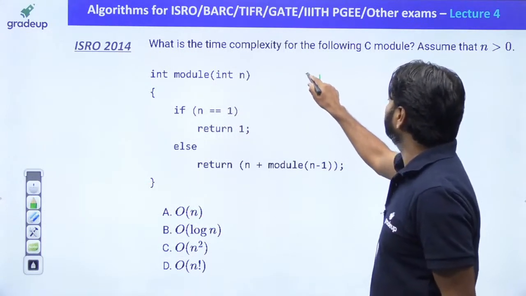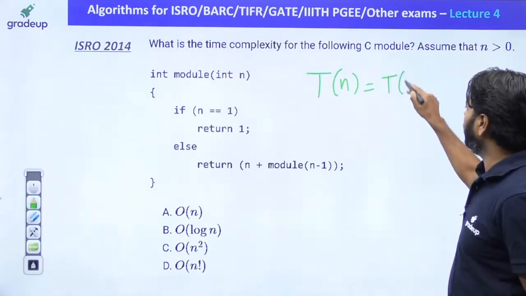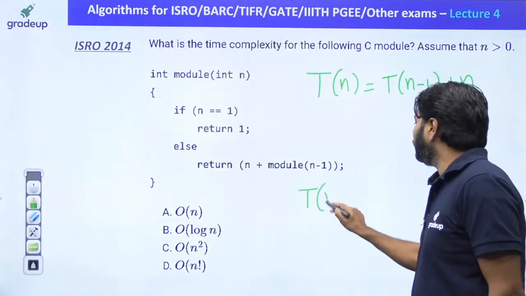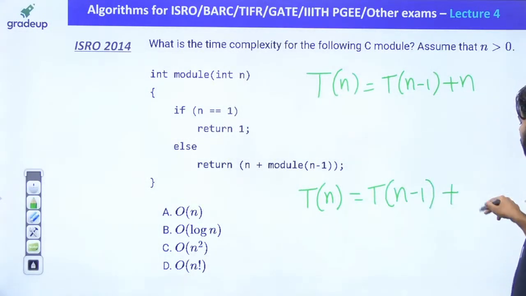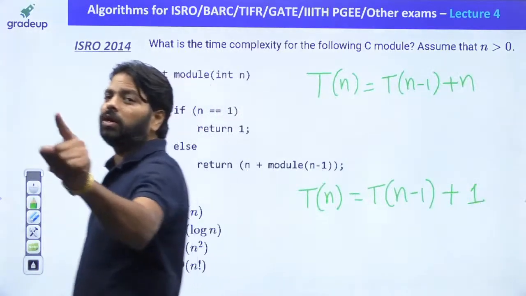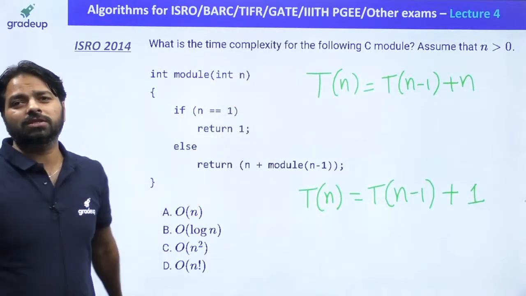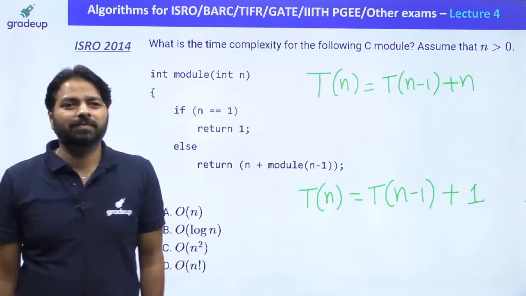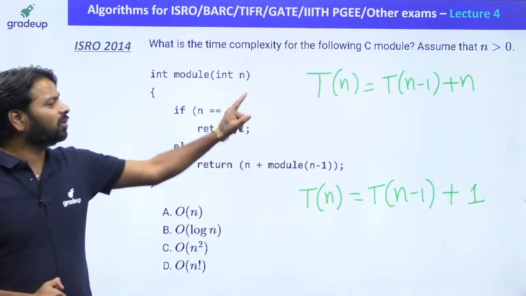T of n is equal to T of n minus 1 plus n. Another one, T of n is equal to T of n minus 1 plus 1, or C, it is your choice. Out of these two recurrence relations, which one are you going to use? There are two recurrence relations I have written. Which one are you going to choose?